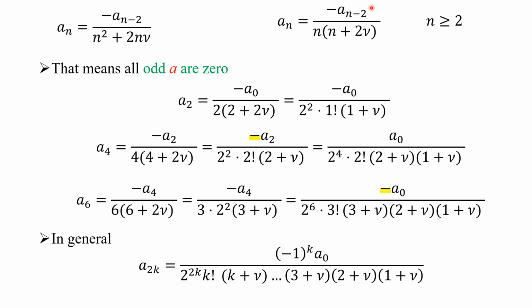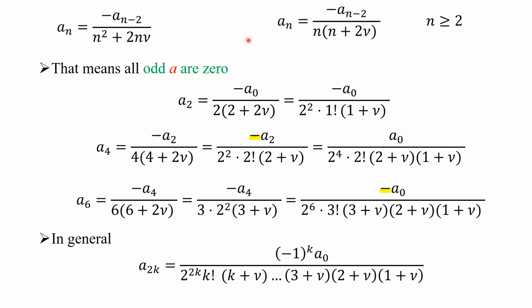Here you can see in the right hand side numerator you have n minus 2. So naturally the minimum n value must be 2. So n must be equal to or greater than 2.